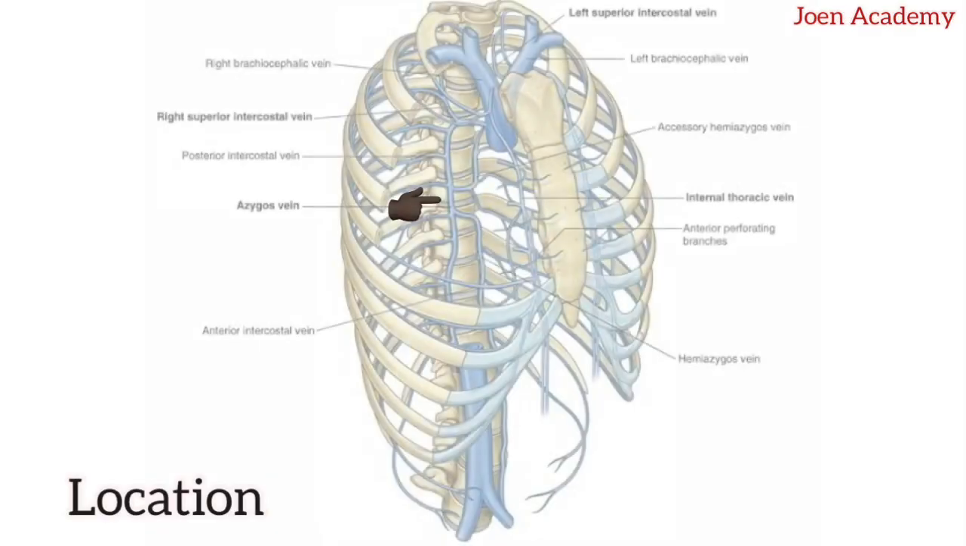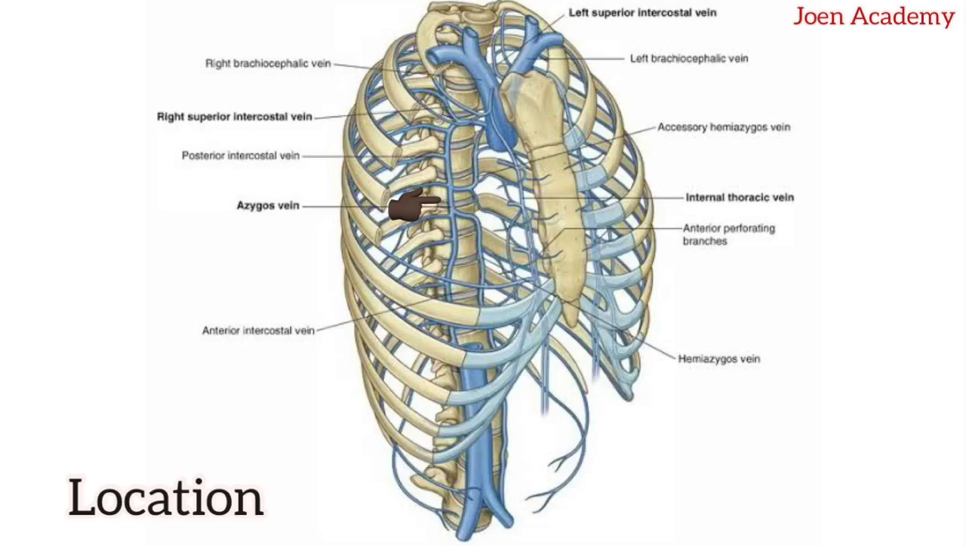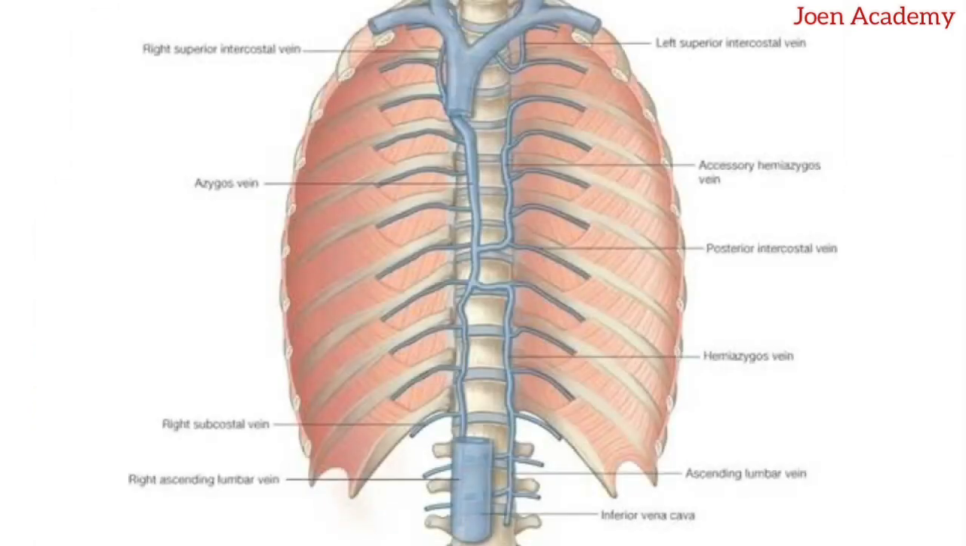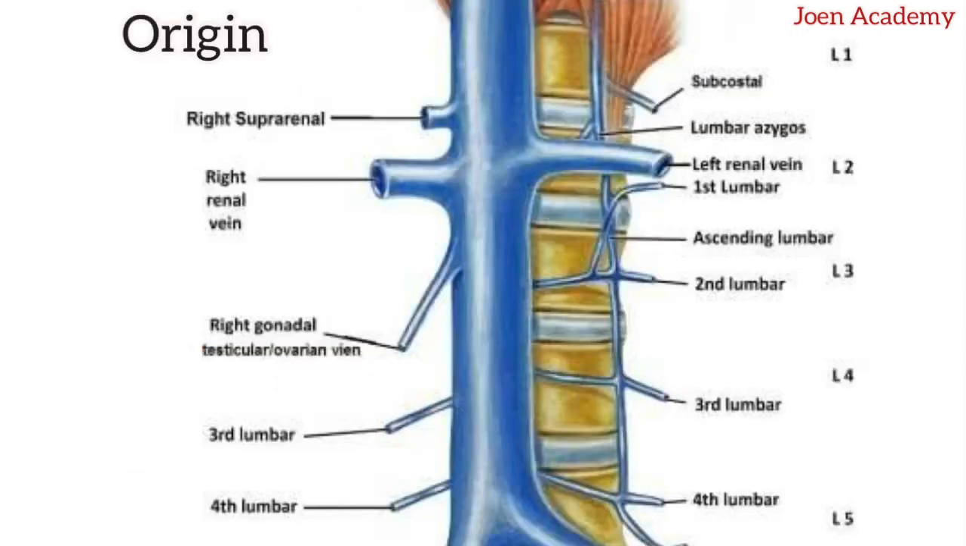The azygos venous system is located on either side of the vertebral column, and it drains the structures that are within the mediastinum as well as the back and also the thoracoabdominal walls. This venous system consists of the azygos vein and its two main branches, which are the hemiazygos vein and the accessory hemiazygos vein.